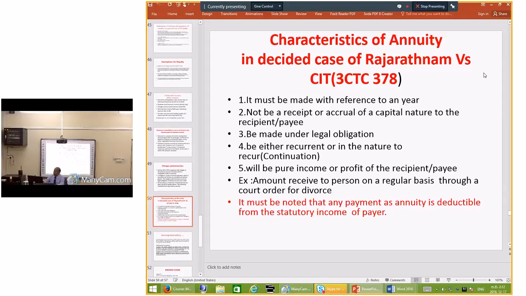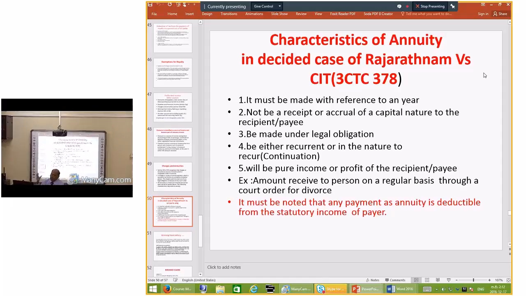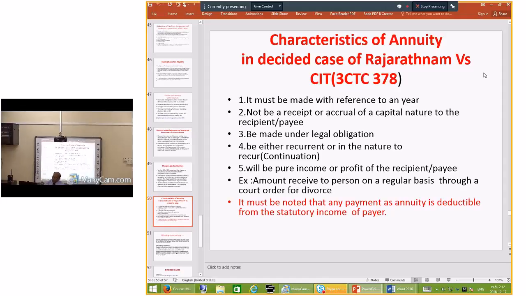Let me give one legal example. In divorce cases, there are court obligations. The court decides to pay a certain amount per month. In that case, the court decides on an annual or monthly basis of payment. If the court decided 60,000 per annum, they have to pay 5,000 per month.